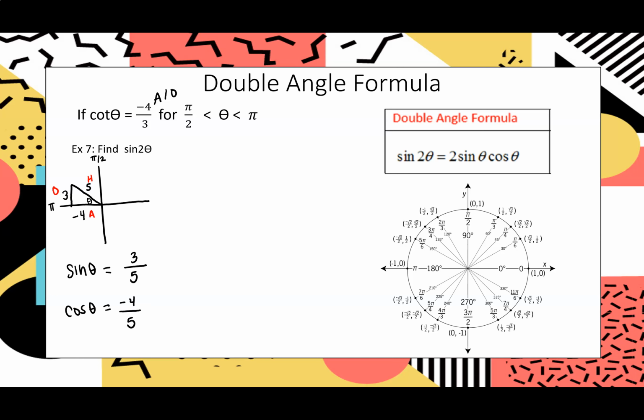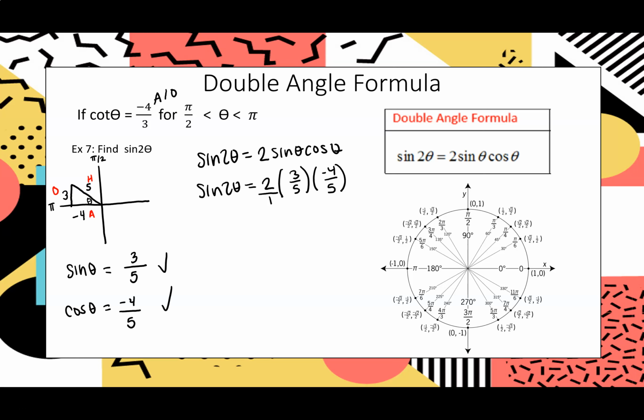So now getting this answer, we have sine of 2 theta is equal to 2 sine theta cosine theta. So sine of 2 theta is equal to 2. I'm going to bring back my answers for these two, and my sine is 3/5, and my cosine is negative 4/5. Then I can rewrite this 2 as 2 over 1, multiply across. 2 times 3 times negative 4 is a negative 24, and then 1 times 5 is obviously 25. And this is our answer.